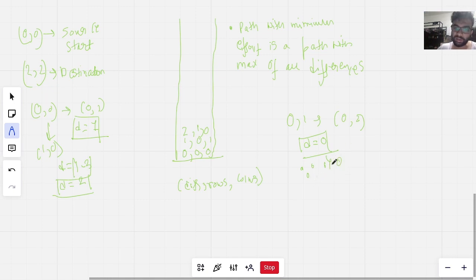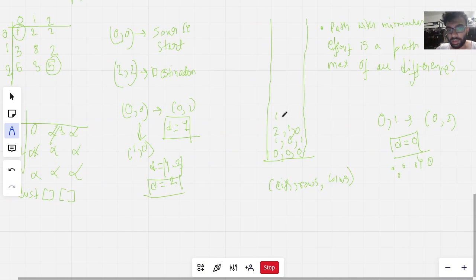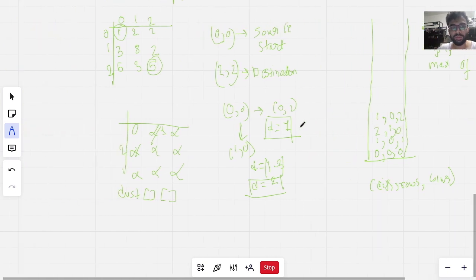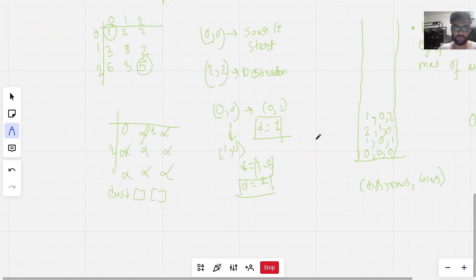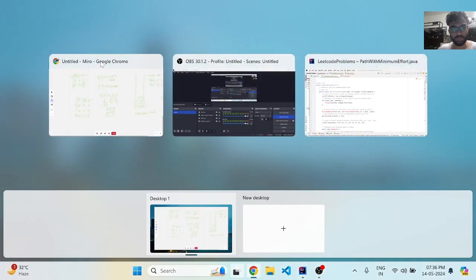So in the stack, I can't consider this as the minimum difference. Okay, so I will still write it over here as 1, and the coordinates are 1, 0, and 2. Okay, now let me move to another coordinate.